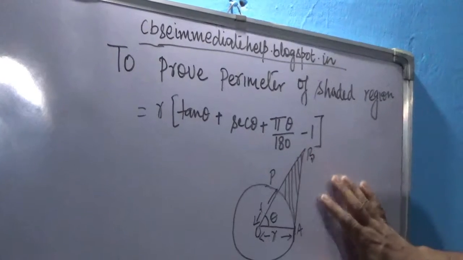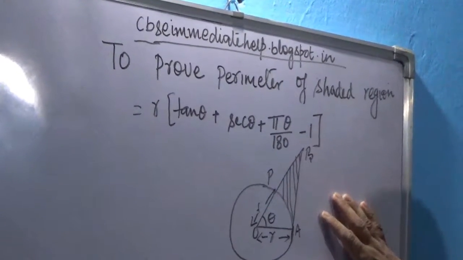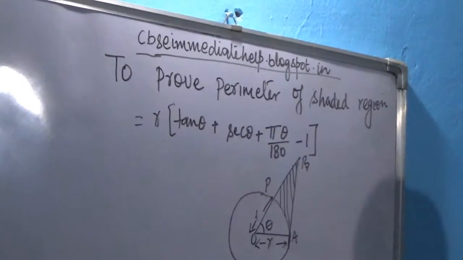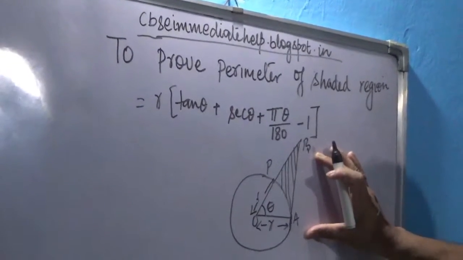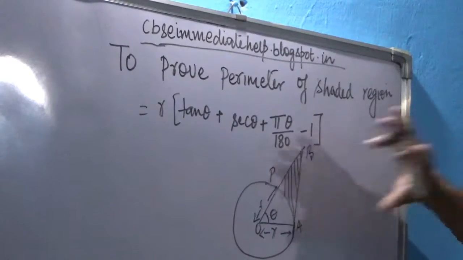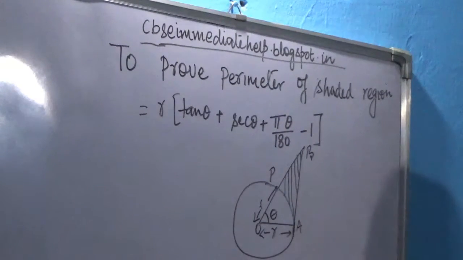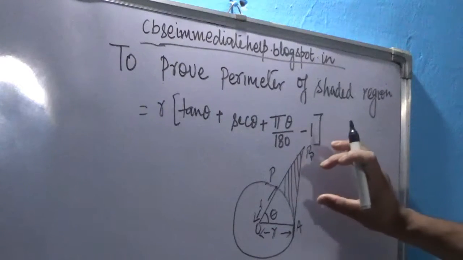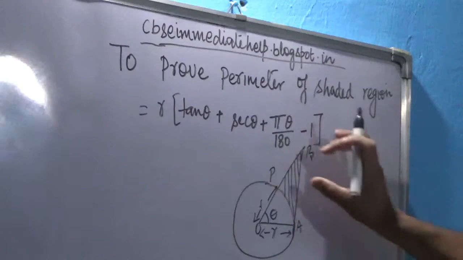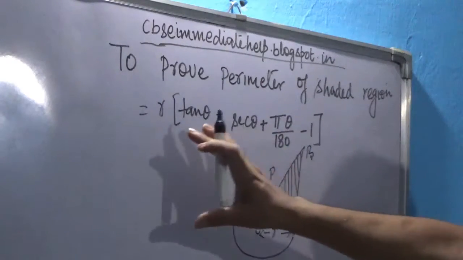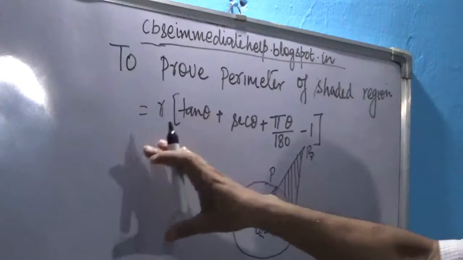right? So if you look at it, ये जो perimeter है वो तीन हिस्सों में बटा हुआ है. पहला वाला हिस्सा ये AB है, दूसरा हिस्सा लेंथ ऑफ PB है, और तीसरा हिस्सा लेंथ ऑफ PA है. So to find out the perimeter of the entire region, we have to separately find out these lengths and then we have to add them up, and that will give us this perimeter which we have to prove.